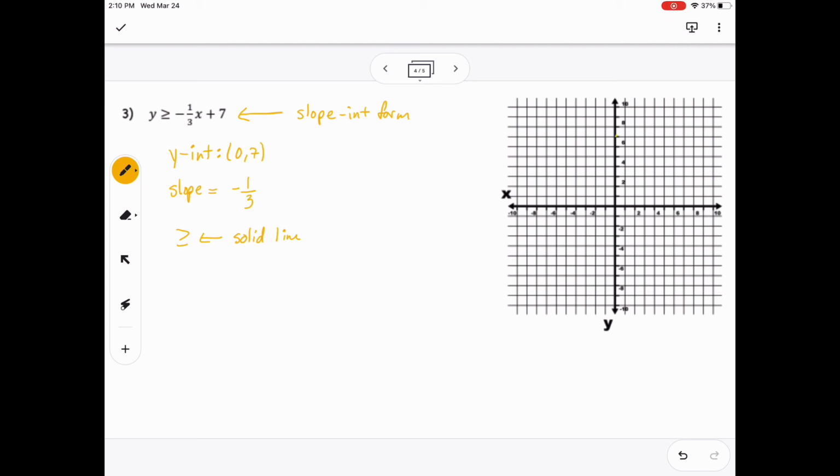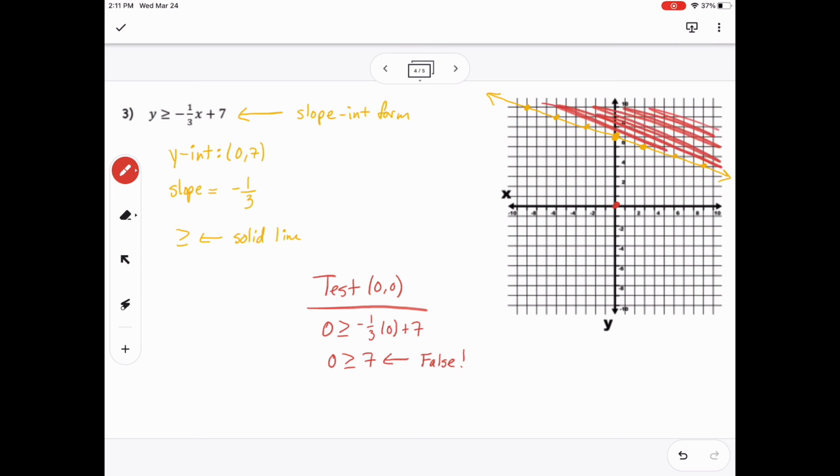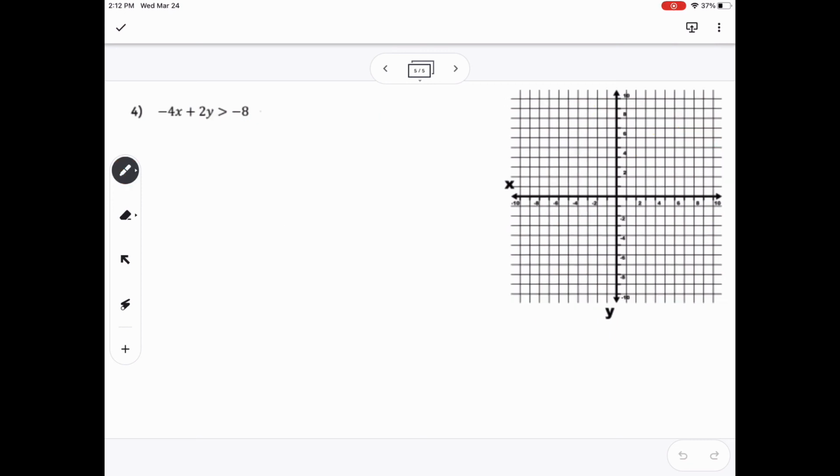So I plot the point 0, 7. I can go down 1 to the right 3 repeatedly, or up 1 to the left 3 repeatedly to get my line. And then I make my solid line. Then from there, I'll test the point 0, 0 again. And for that, it says that 0 is greater than or equal to 7, which is false. It is not greater than 7. So then I shade the side that is not 0, 0.